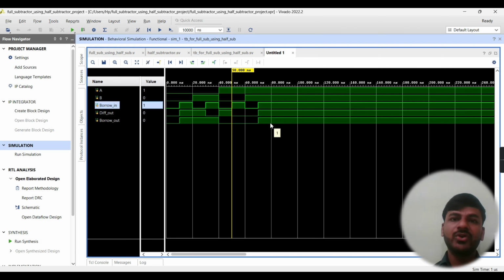So basically in this video we have discussed the RTL design implementation of a full subtractor using basic logic gates, and also using two half subtractors.